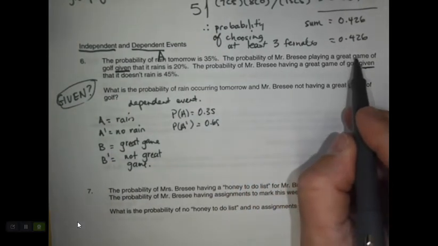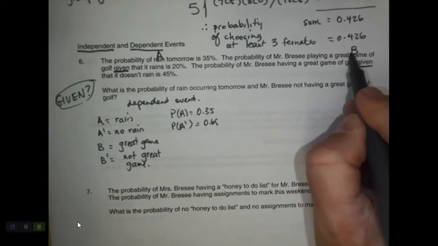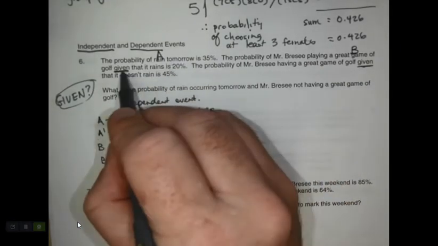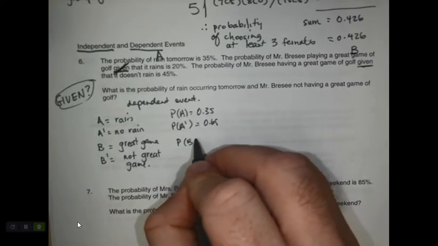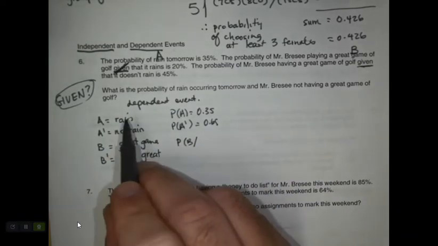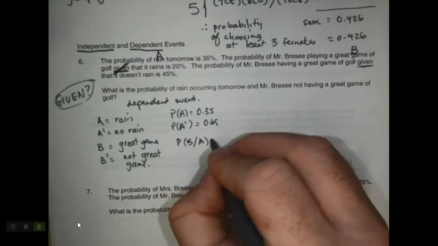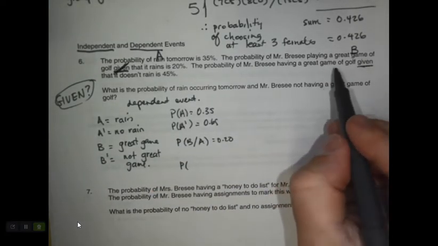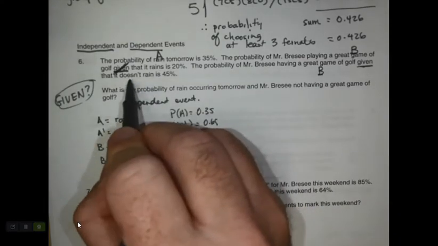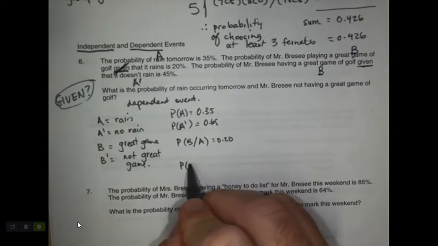Probability of Mr. Z playing a great game, B, given that it rains. So great game given it rains is 20%. And probability of a great game given it doesn't rain. There's the complement.